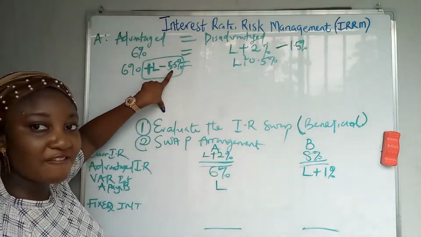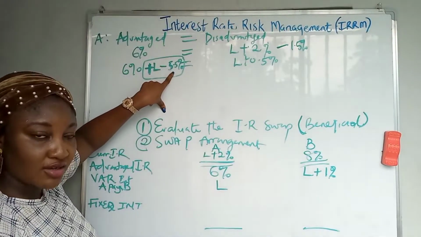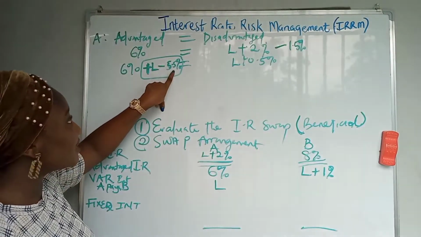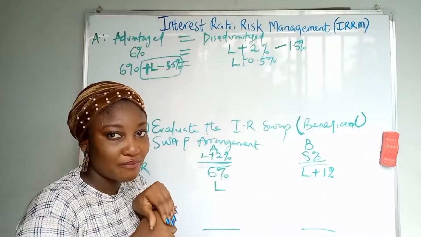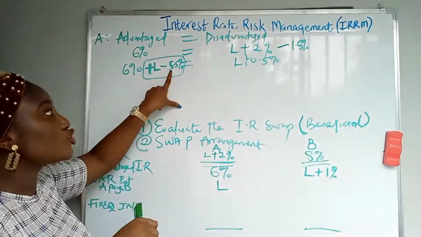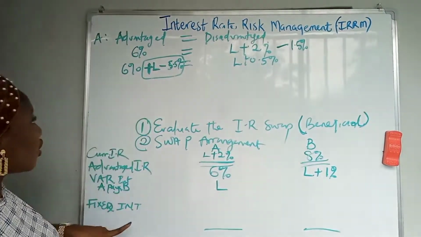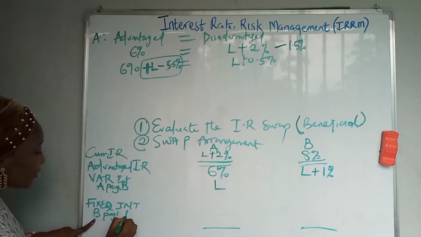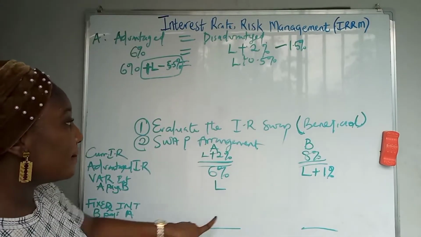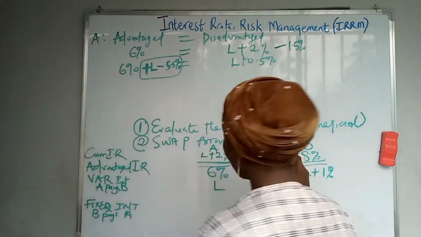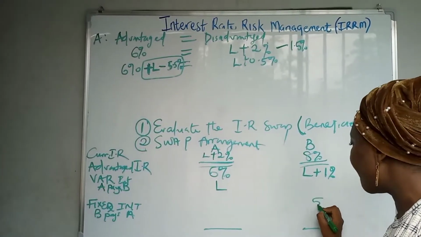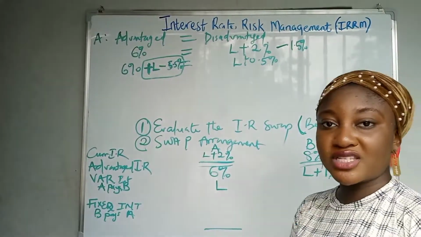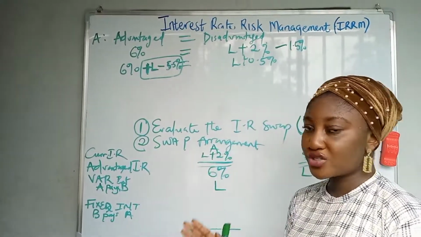So the minus 5.5, this one means fixed interest. Anything that is not L is fixed interest. So minus 5.5% means that it does not have 5.5%, right? So it means that it is going to receive 5.5%. So under fixed, it means that B pays A, right? B pays A 5.5%. So you go and put it under B as 5.5%. You're not putting brackets there. It's only when you are receiving you are putting brackets because it's reducing the cost.